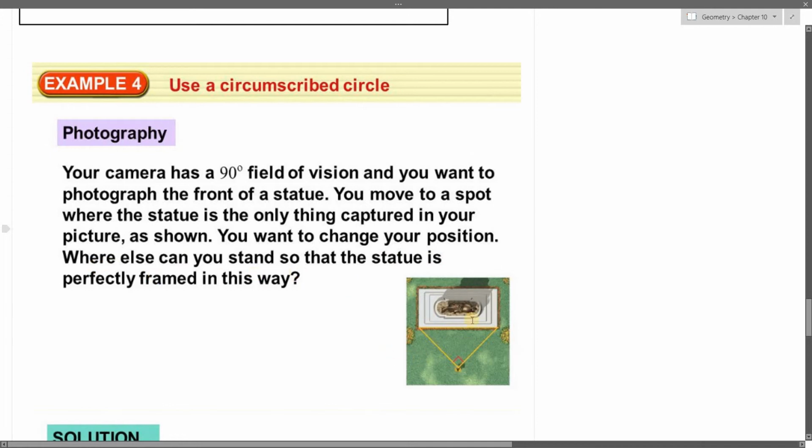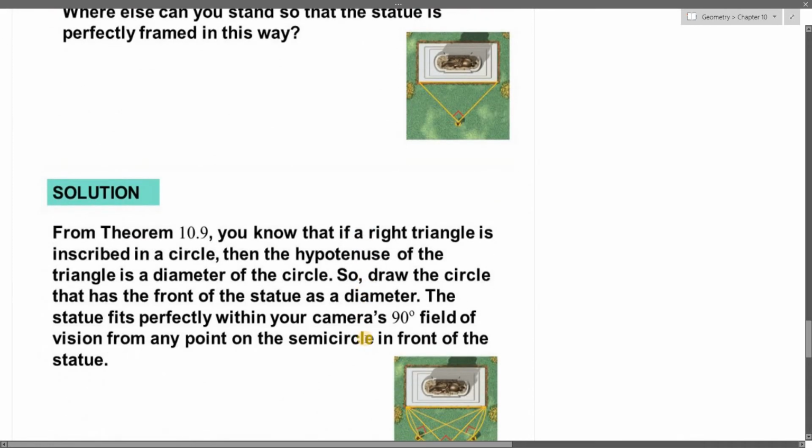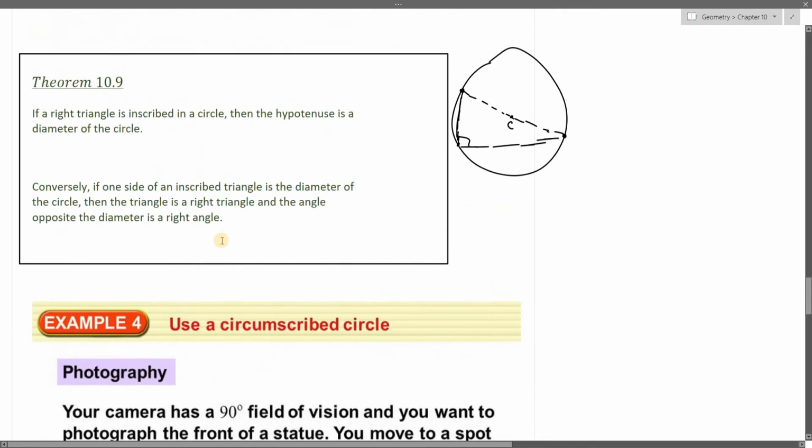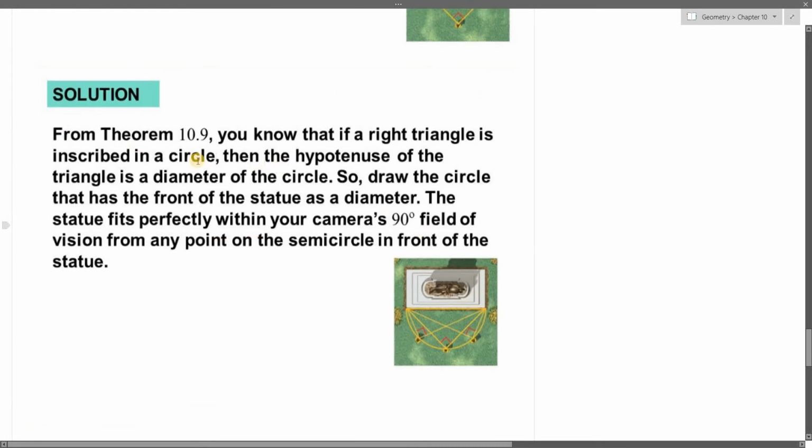So you'll notice we've got our statue here, and you've got a right triangle. And so this particular person can stand here in his 90-degree field of view. He can see the whole statue, and it's all that's in his camera. So they even talk us through here. Here's the solution. And again, it's just an example. From 10.9, and that's the theorem we just talked about, you know that if a right triangle is inscribed in a circle, then the hypotenuse of the triangle is the diameter of the circle.